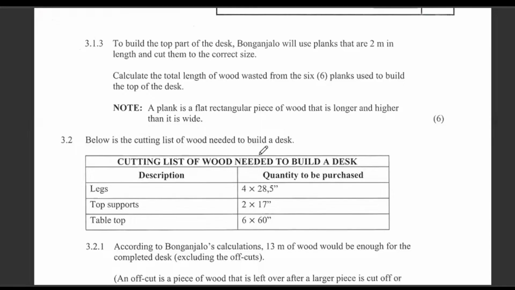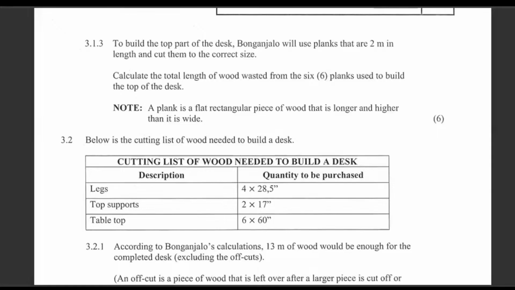Let's look at 3.1.3. To build the top part of the desk, the person will use planks that are 2 meters in length and cut them to the correct size. Calculate the total length of wood wasted from the 6 planks used to build the top desk. A plank is a flat rectangular piece of wood that is longer and higher than its width.